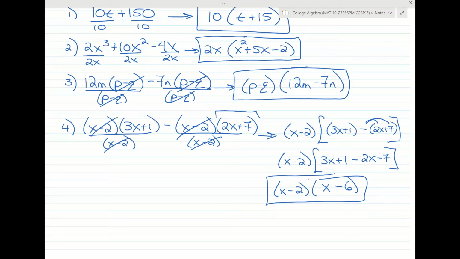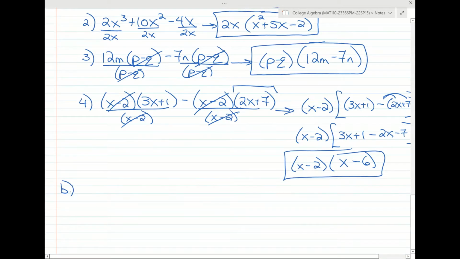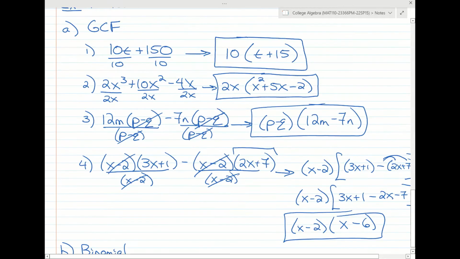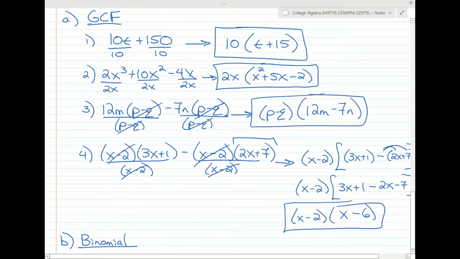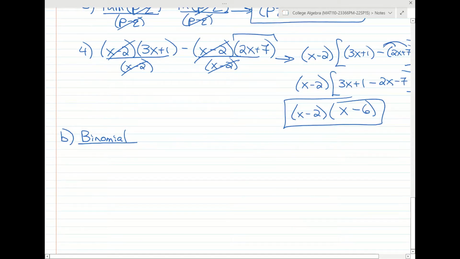All right, so those are some examples of GCF factoring. I wanted to go through some binomial factors. And remember, binomial just means two terms. So some examples of binomial factoring would be, like if we had 36x squared minus y squared.